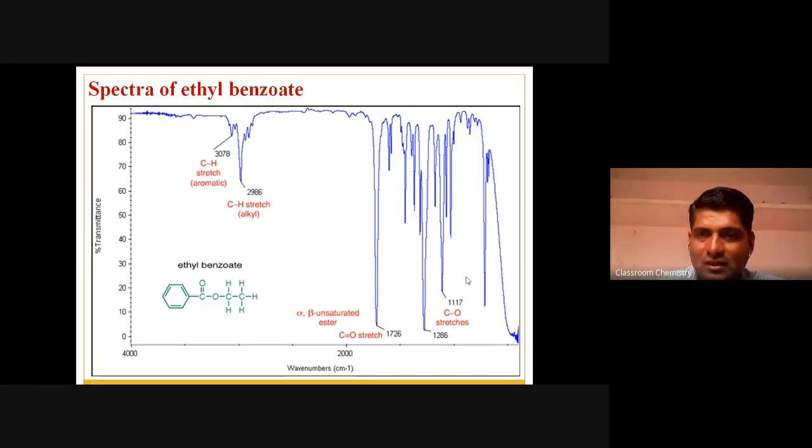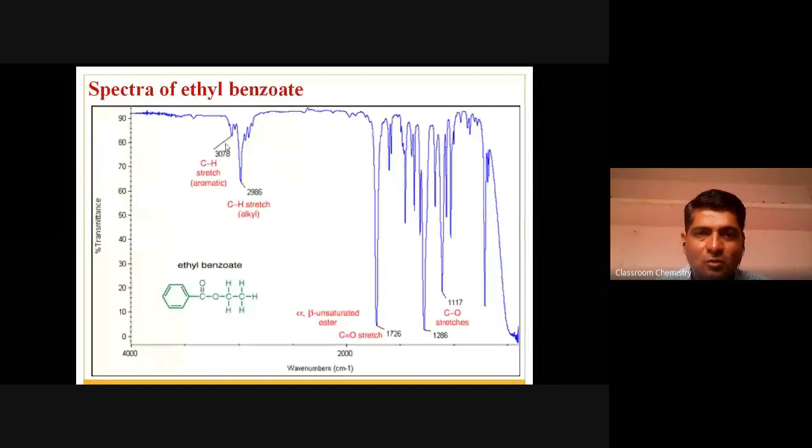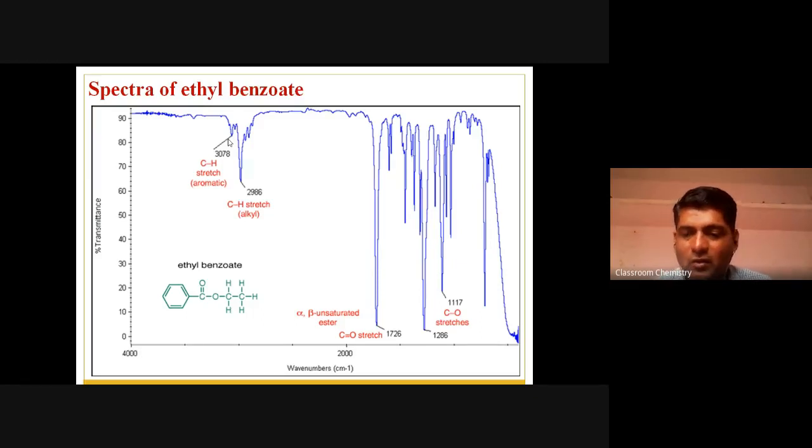Okay, so these are the 3 peak for the ester compound. There is a benzene, that's why this peak appears in this region, 3078 centimeter inverse for the CH stretch of the aromatic compound, and this for the CH stretch of the alkyl compound. इथले जे CH stretch आहे ते इथे येणार आणि बेन्झीनचं CH stretch या ठिकाणी होतं. Okay, so this way you can confirm the ester compound.